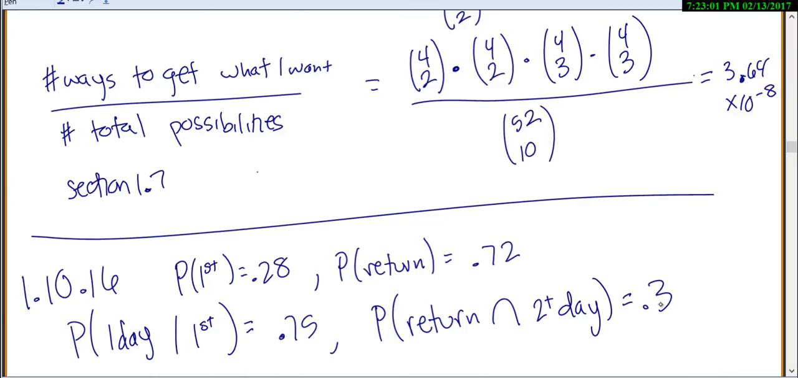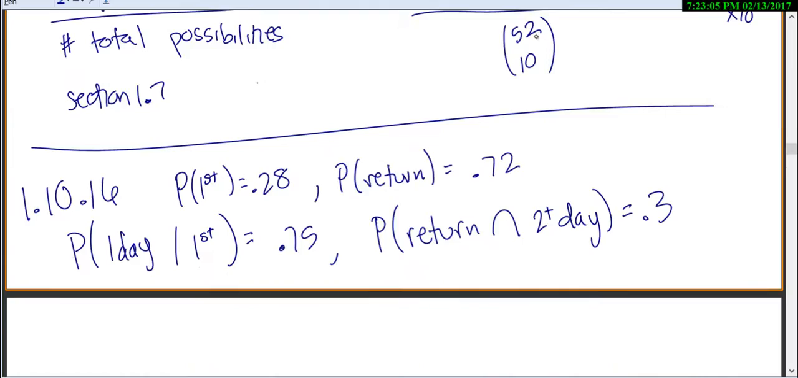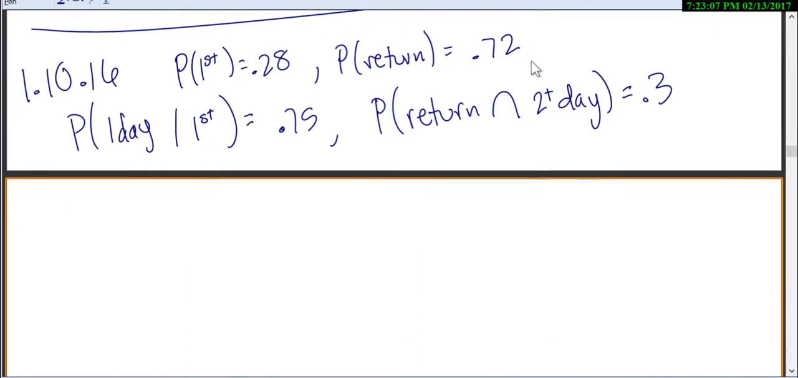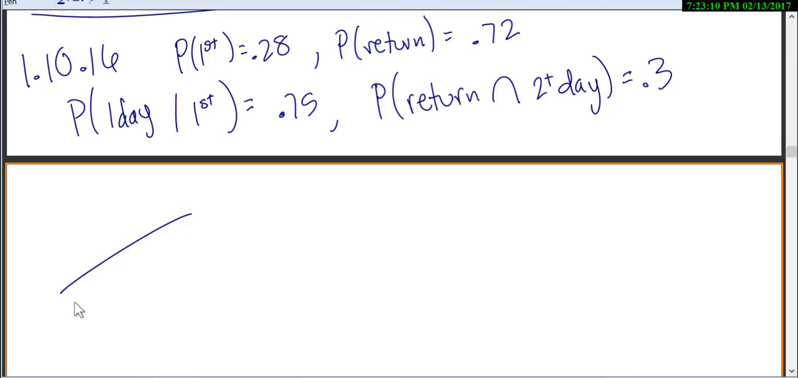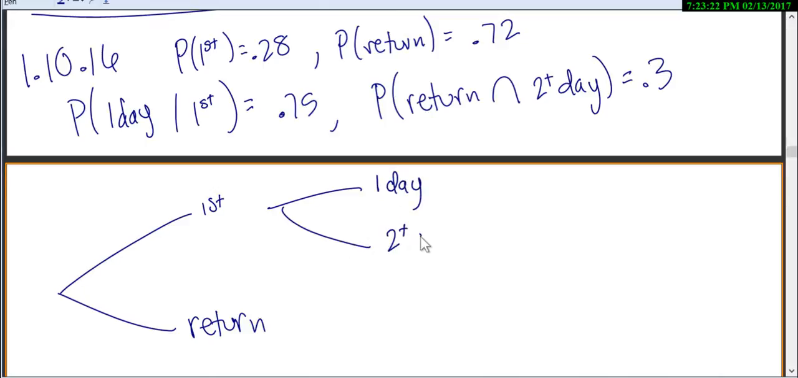And it probably seems like, what am I going to do with this? So this is where you start remembering your rules. We'll start drawing out a tree. Here's my first customer or return customer. And then if it's a first customer, the order can go out in 1 day or 2+ days. If it's a return customer, it can still go out in 1 day or 2+ days.